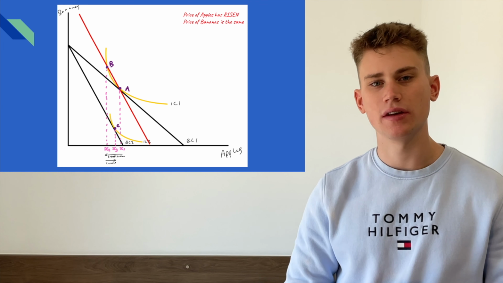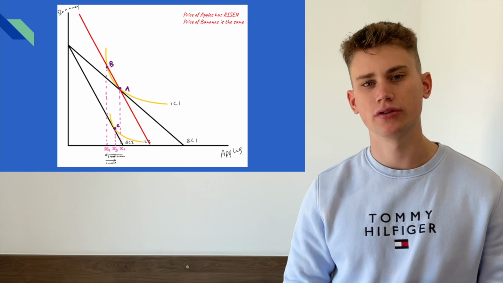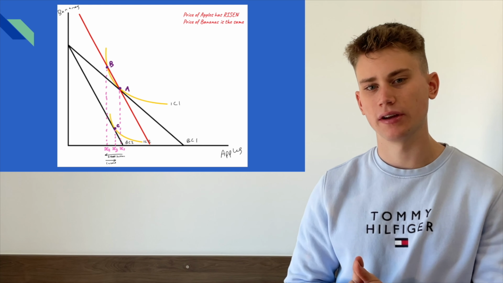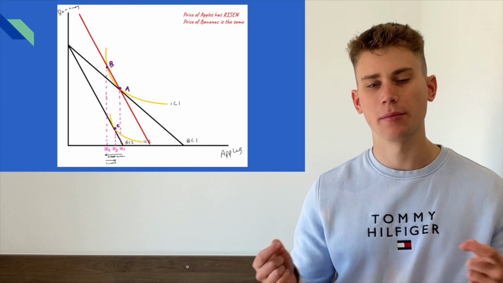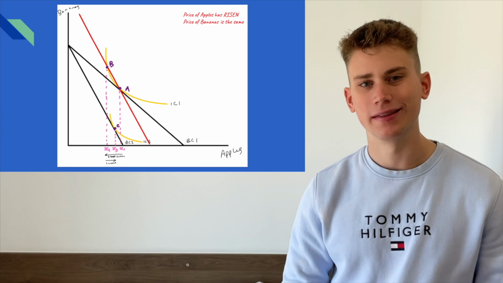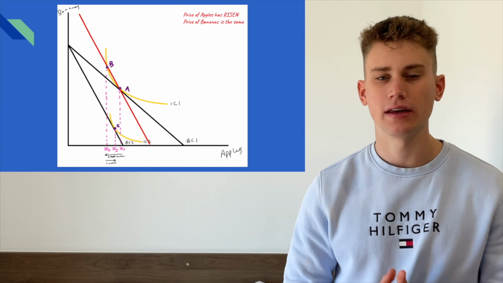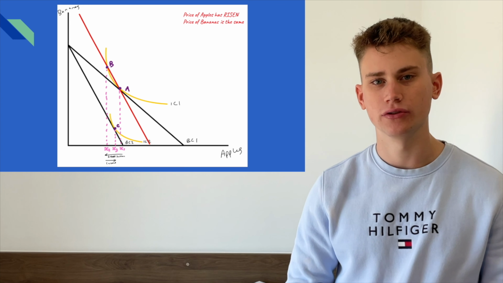In this case, you can see between x1 and x2 is our substitution effect, and between x2 and x3 is our income effect. However, again, they're both going in opposite directions, but in this case, unlike a Giffen good, the income effect does not outweigh the substitution effect.